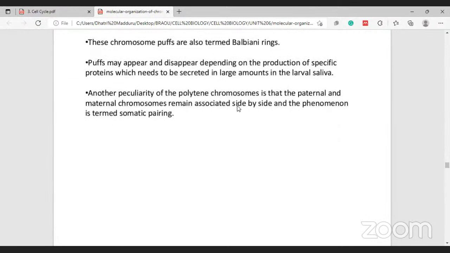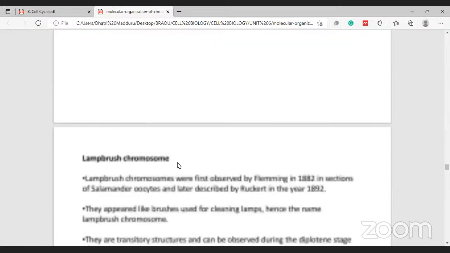These chromosome puffs are called Balbiani rings because he identified them. Puffs may appear and disappear depending on the production of specific proteins. Another peculiarity is that paternal and maternal chromosomes remain associated side by side, which is called somatic pairing. That means they are not separated; they are attached one after the other.